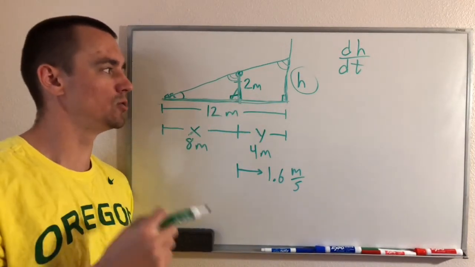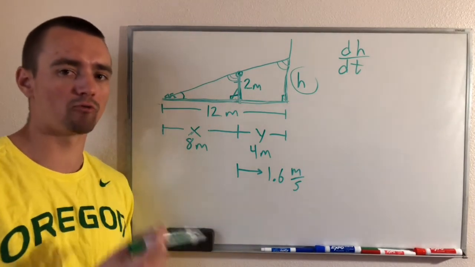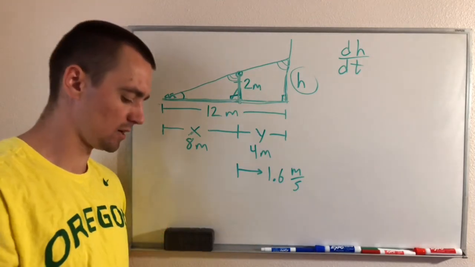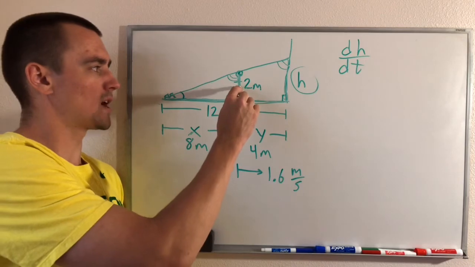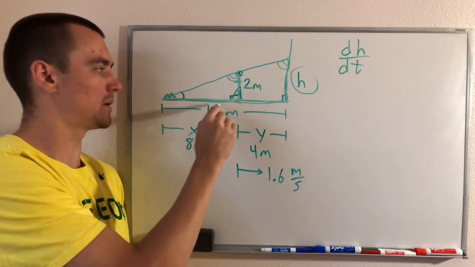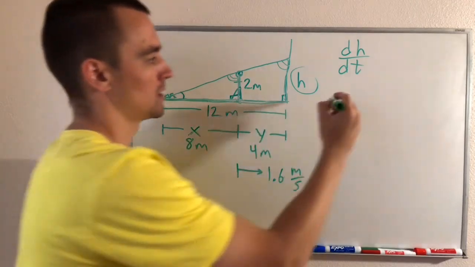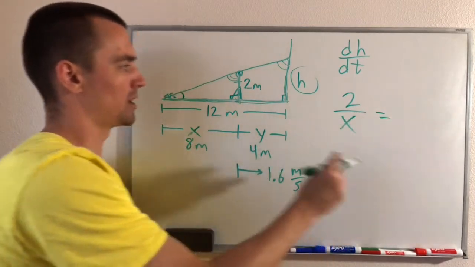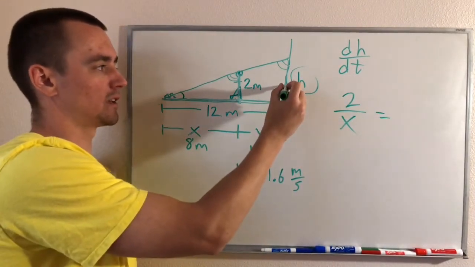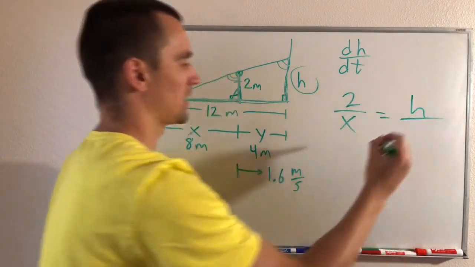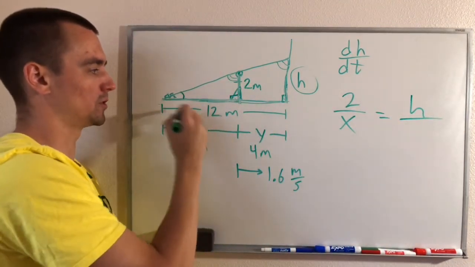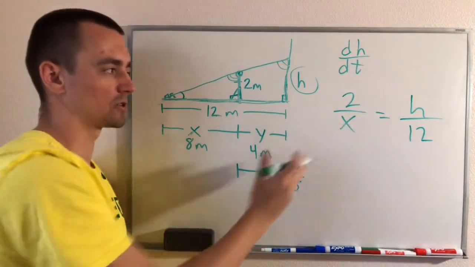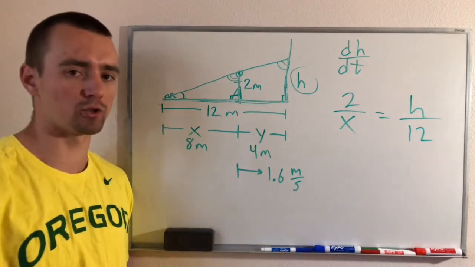So we can use that fact to come up with how ratios of their side lengths are related to each other. What I mean by that is, if we take, for example, the right side length of our small triangle divided by the bottom side length of our small triangle, so 2 over x, that would be equivalent to the ratio between the right side length of our big triangle, which is h, divided by the bottom side length of our big triangle, which is 12. So since they're similar triangles, we know that these two ratios are equivalent to each other. We know that 2 over x equals h over 12.